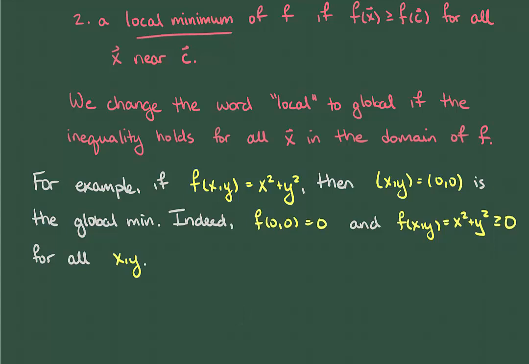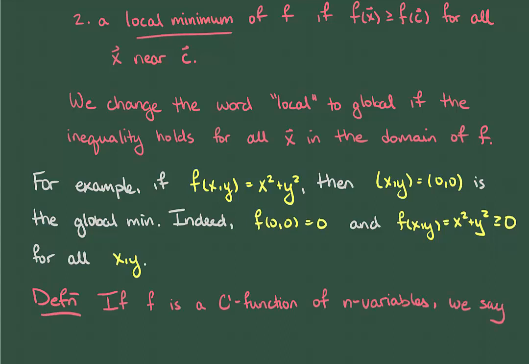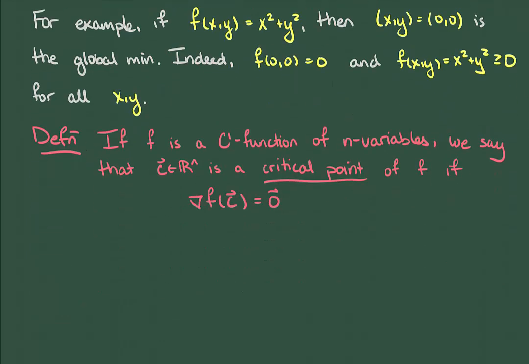Now, in single variable calculus, we used the roots of the derivative, called critical points, to help us find extrema. The same will be true for multivariate functions. Thus, if f is a C1 function of n variables, we say that a point c is a critical point if its gradient is equal to 0. Here we're really seeing that the gradient is playing the role of the multivariate derivative. Also note that this here is the 0 vector, since that's the only thing that could make sense.